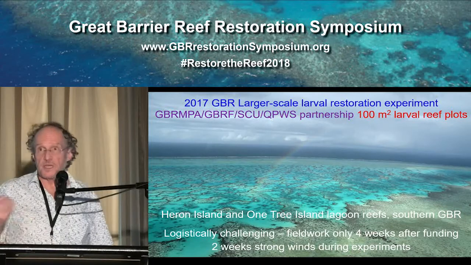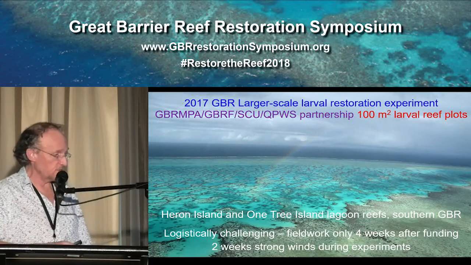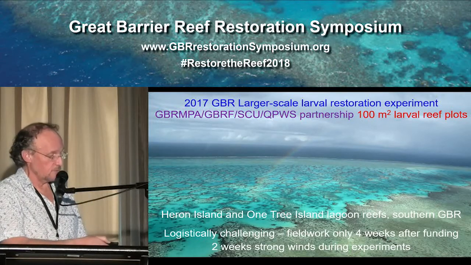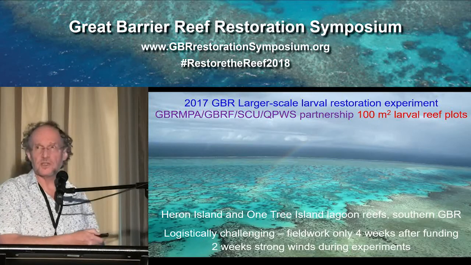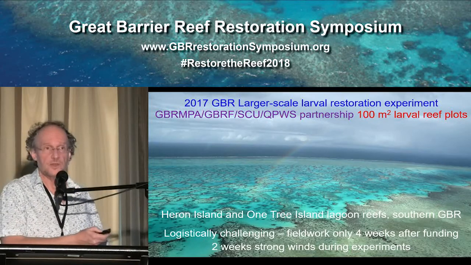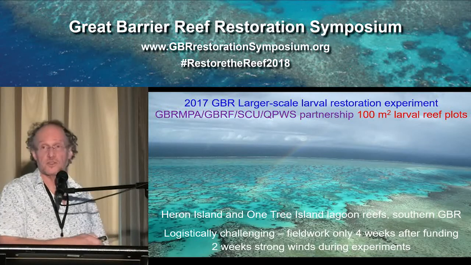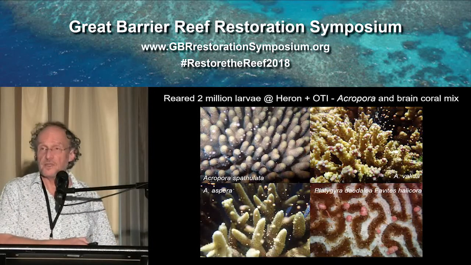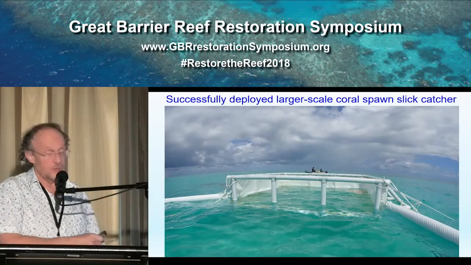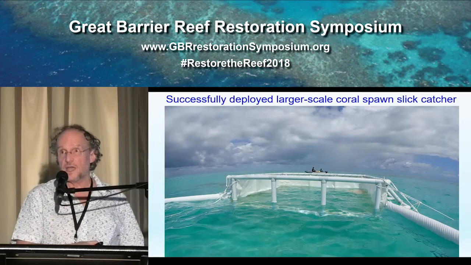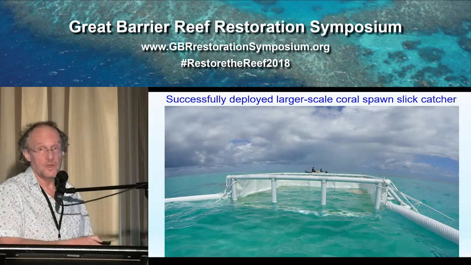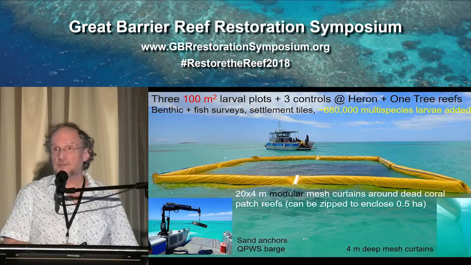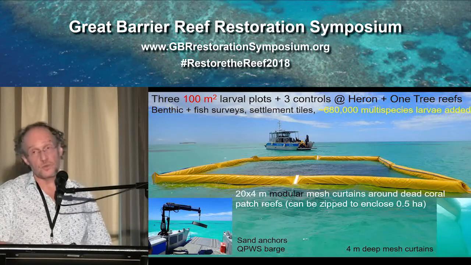In 2017, there was a larger experimental outcome, a partnership with the Great Barrier Reef Marine Park Authority, where we went deliberately to larger 100-metre sized larval reef plots at Heron Island and One Tree Island. Logistically very challenging, and we had 4 weeks after funding was announced to get this work done, and 2 weeks of strong winds right after coral spawning wasn't helpful. But we raised 2 million larvae from a range of corals at both Heron and One Tree. We also deployed successfully a larger scale spawn catcher, which is now the basis of what we're going to be doing at larger scales for slick capture, and established larger plots with 100-metre square enclosures.